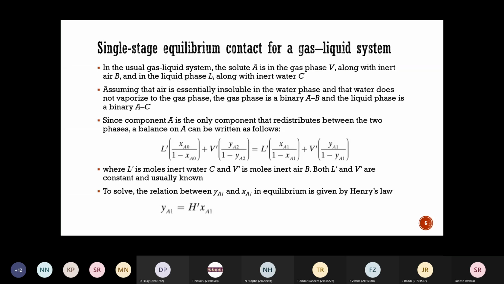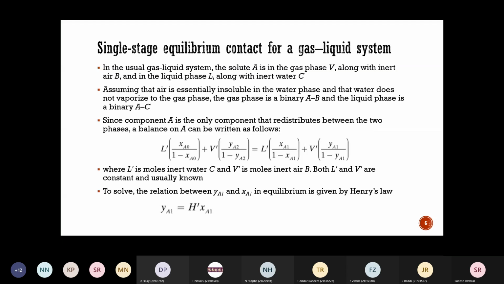Assuming that A is essentially insoluble in the water phase, and the water does not vaporize into the gas phase, those two streams, B and C, do not mix with each other. You'll have B in the vapor phase, and component C in the L phase. You won't get it in the other phases. So the gas phase is a binary system, binary meaning two components, of A and B, and the liquid phase is a binary system of A and C.